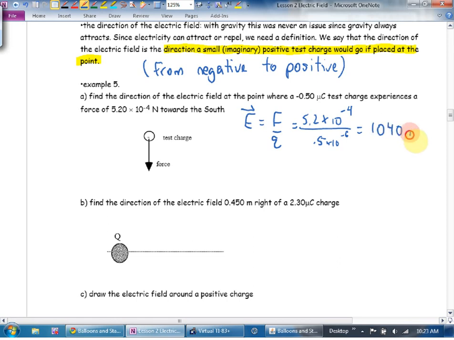But now we're going to add a direction. So, which way would a positive charge here want to move if it could? Well, which way is a negative charge moving? South. So which way would a positive want to move? North. We get the direction by asking which way would a positive charge want to move if it could, and we have to use some logic and reasoning.